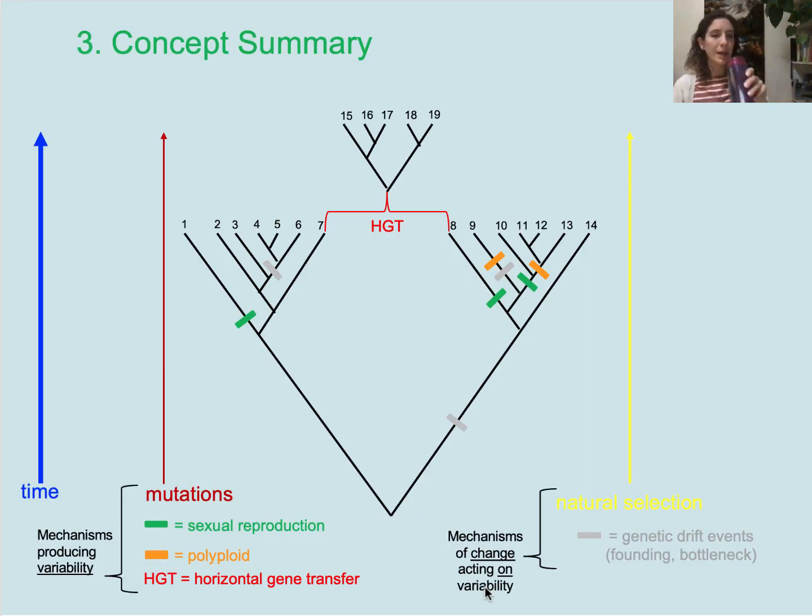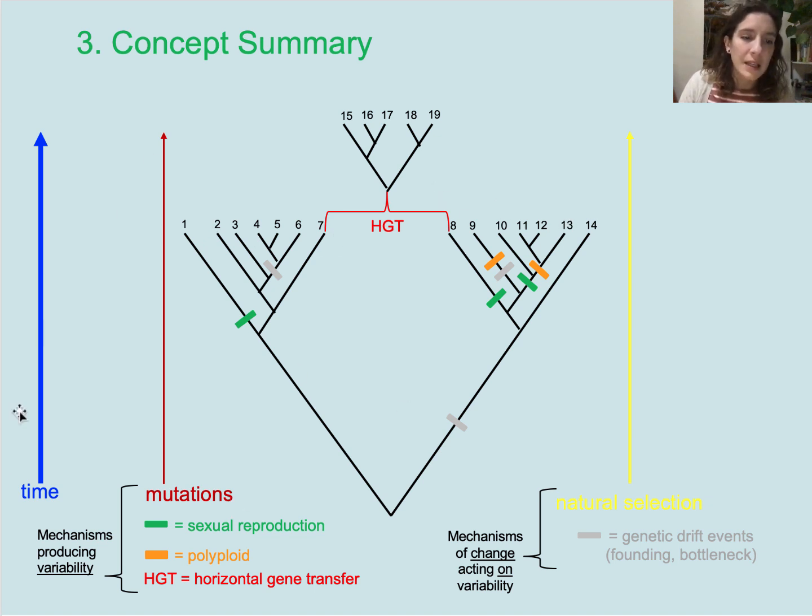Here's a summary page. All right, let's explain what's going on here. On the far left, we have time represented. So think of this as a newer, more recent time. This is an older time down here. This is the common ancestor of all of these organisms. These numbers can represent anything. They can be families or genera, a genus level, taxa. Let's call them species. Let's say these are all different species.